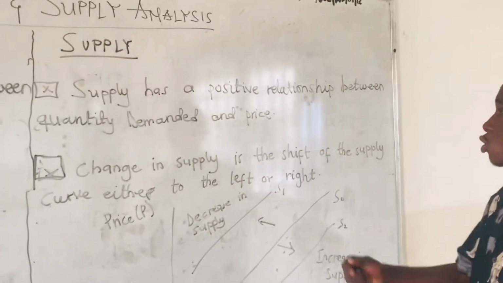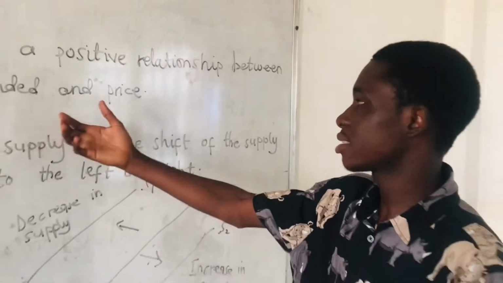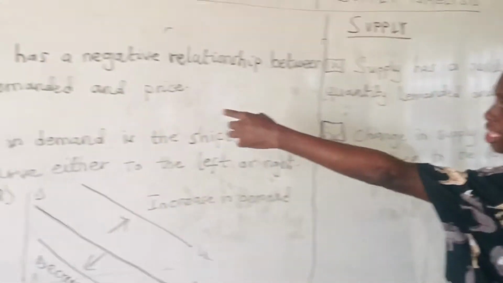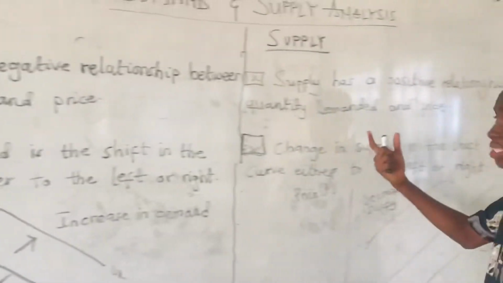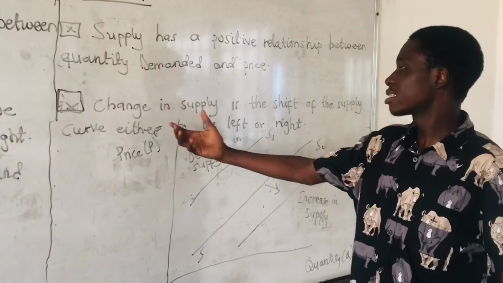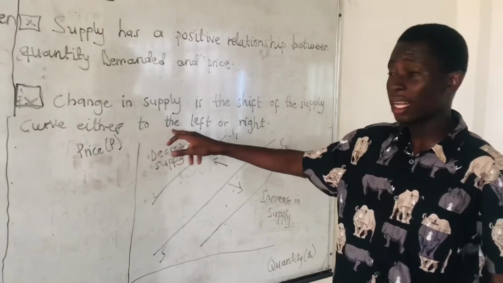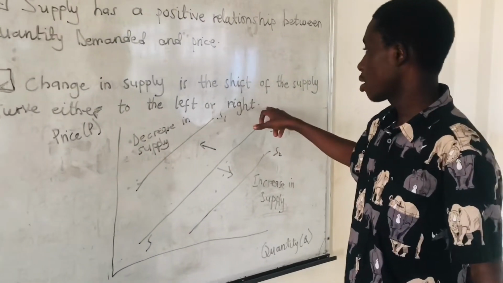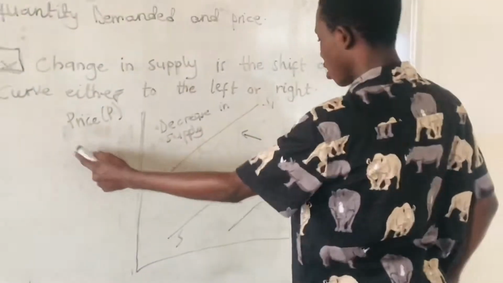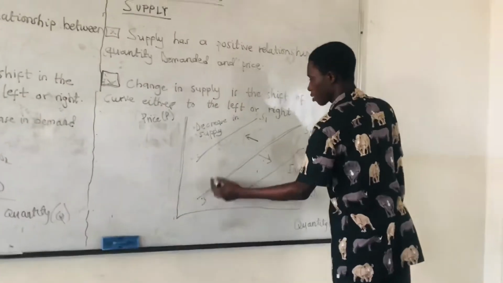With the supply side too, supply has a positive relationship between quantity supplied and price. But with demand, it has a negative relationship, and with supply, it has a positive relationship. Okay. Change in supply. Change in supply is the shift of the supply curve, either to the left or right. We also have price on the vertical side and quantity on the horizontal. This is the actual supply curve.